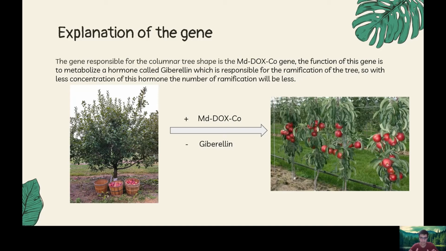First things first, to make the columnar gene, as I said, we need to overexpress this gene to produce this chemical compound that metabolizes the gibberellin, and so we can produce this particular shape.